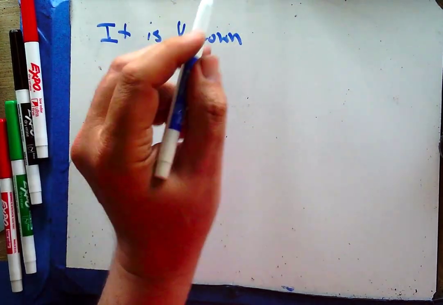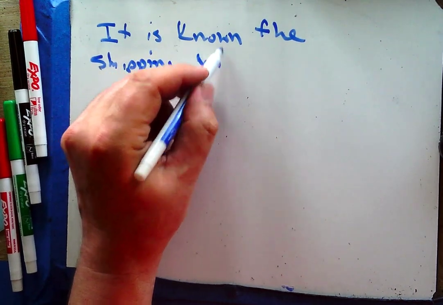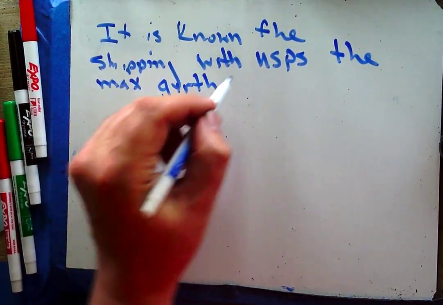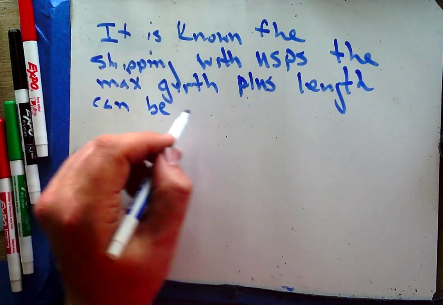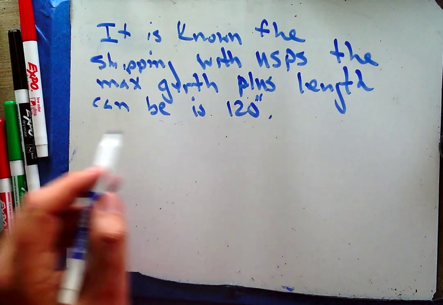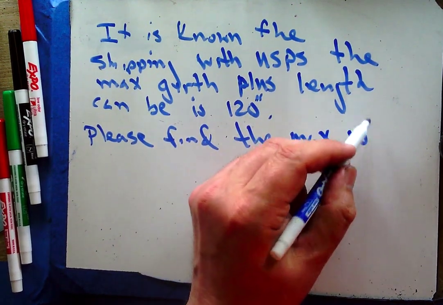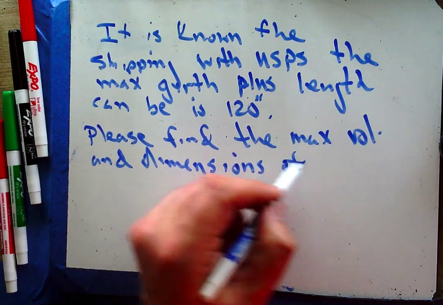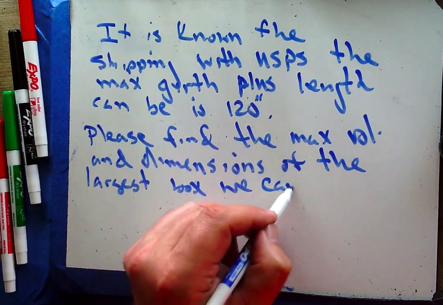So, AP has started using this phrase. I love it. It is known. By whom? It is known that shipping with United States Postal Service, the maximum girth plus length can be is 120 inches. Please find the maximum volume and dimensions of the largest, that means most volume, box we can send.